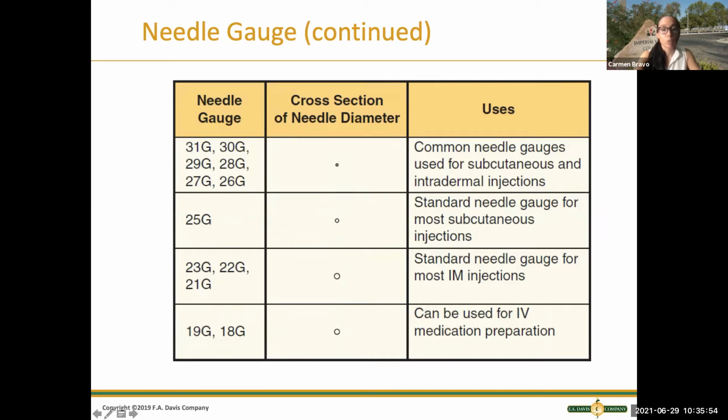And then we have the 21, 22, 23. This is more typical of what we start on patients, the standard needle gauge for most patients, and also for injections, okay? Then we have the 25. These are really smaller. These are for subcutaneous injections. And then these are the most common ones for sub-Qs and also intradermals, okay? So as you can see, the bigger the number, the smaller the gauge, and the smaller the number, the bigger the diameter, okay?